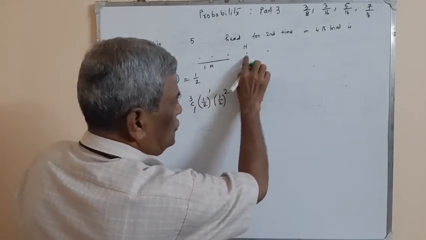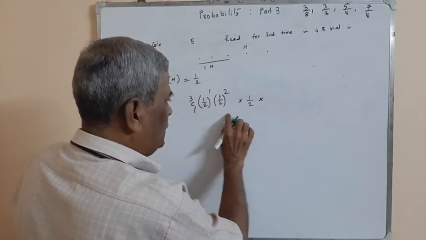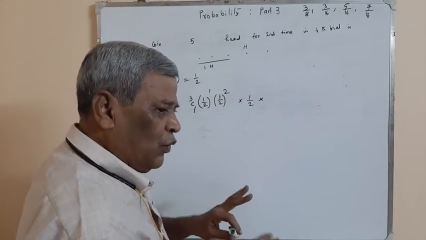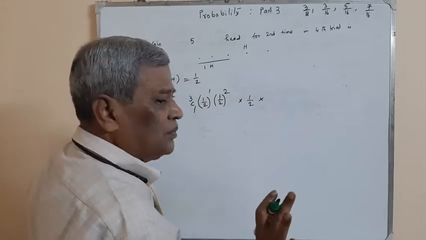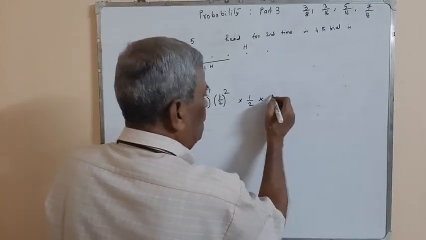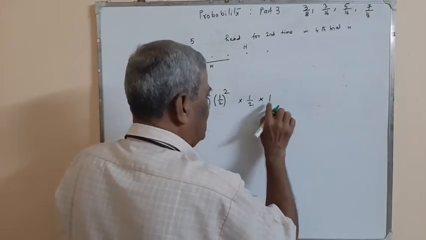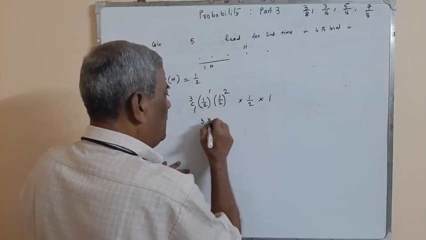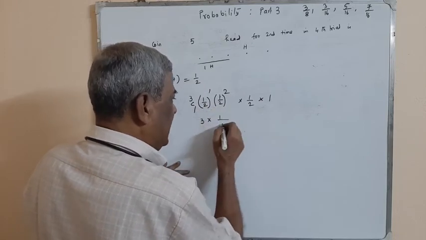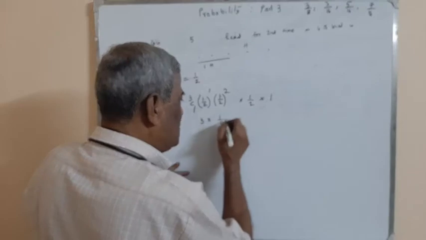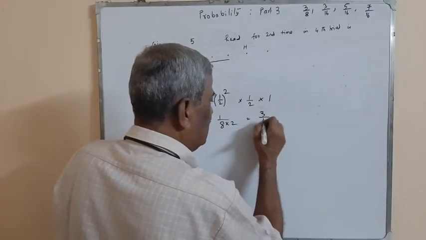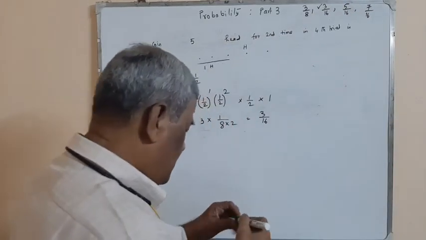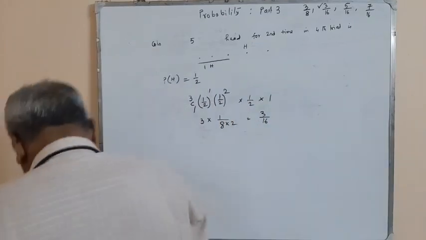And this is up to the fourth trial. This is for the first three trials, then the fourth trial, and the fifth trial. Head or tail, whatever appears, will fulfill our requirement. So it is 1. So the answer is 3 into 1 by 2, 1 by 4, 1 by 8. Oh, sorry, another 2 is there into 2. So 3 by 16 is our answer. 3 by 16 is the answer. So next.